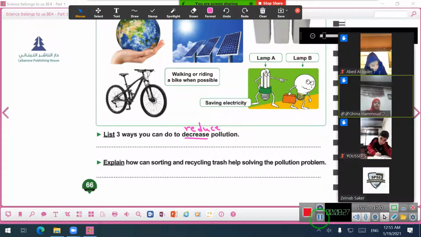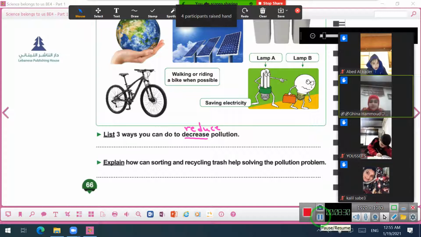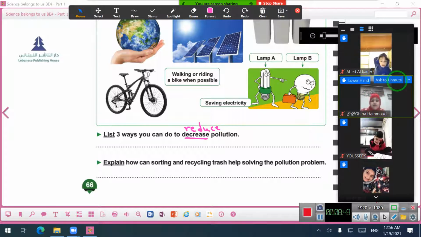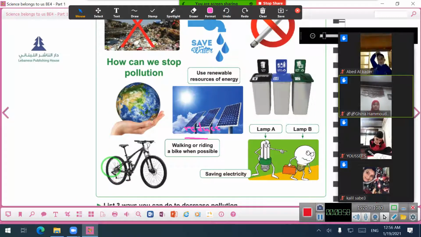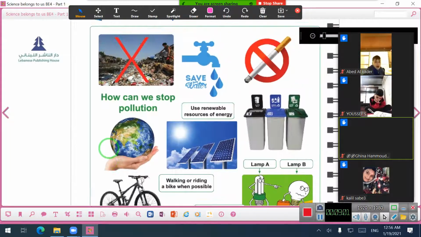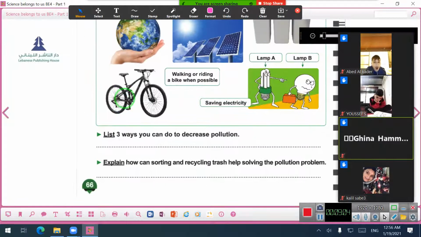Okay, number 2, Ghina. No throwing garbage. Excellent. Okay, third one. What is the third one, Ghina? Saving electricity. Excellent. So these are 3 ways. We can also say walking or riding when possible, use renewable resources of energy, save water. I can use more than 1 step. Please let's solve the next question and start writing them.